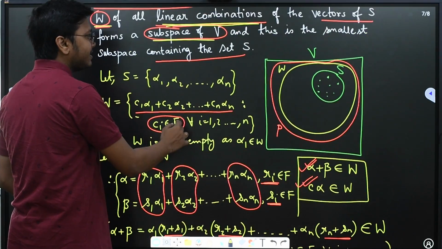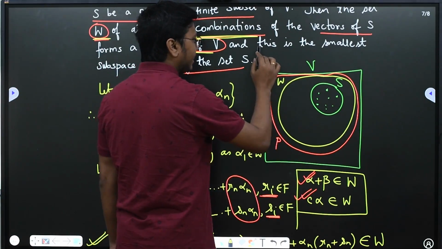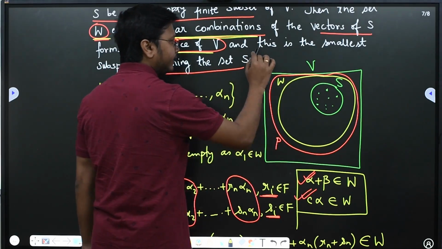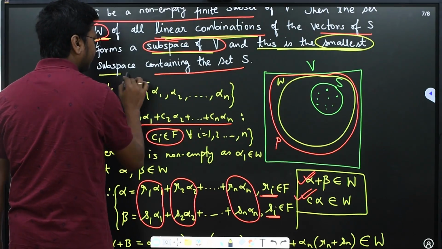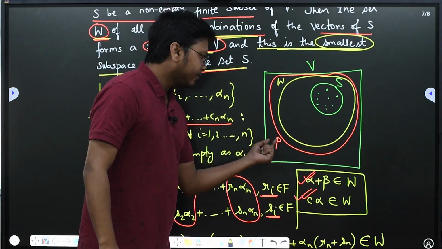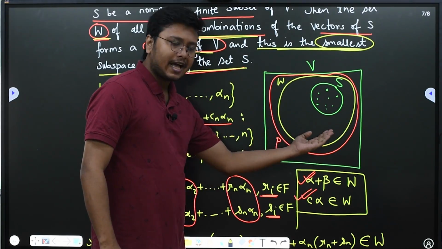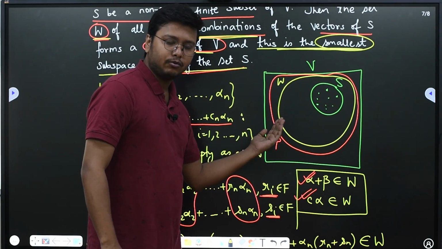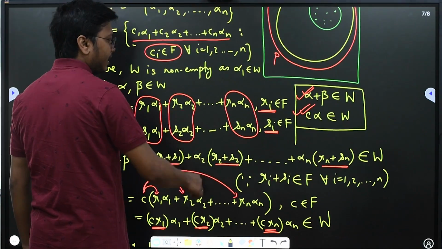So now coming to the second part of the theorem, the second part said that this subspace that I have created is the smallest subspace containing the set S. That means if I take any subspace P which contains S, it has to become bigger than W. It cannot be smaller than W. Okay, so let's try to prove that now.